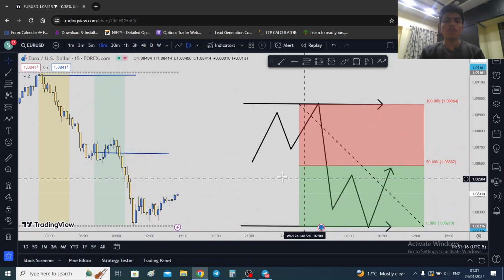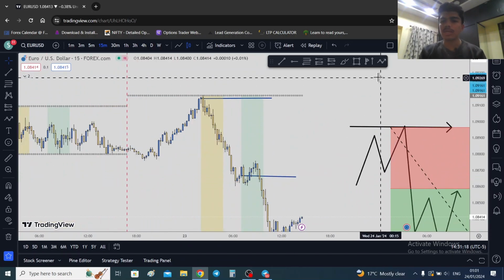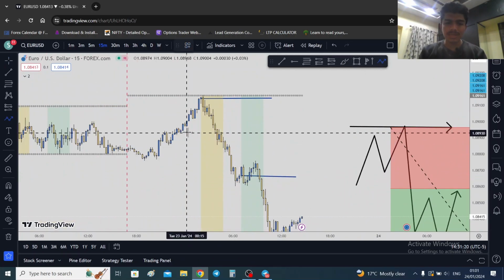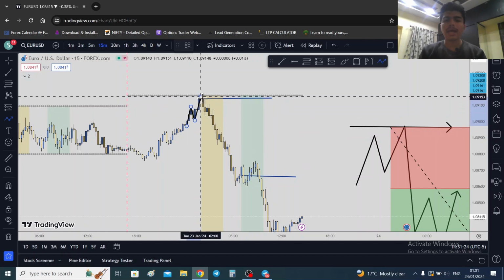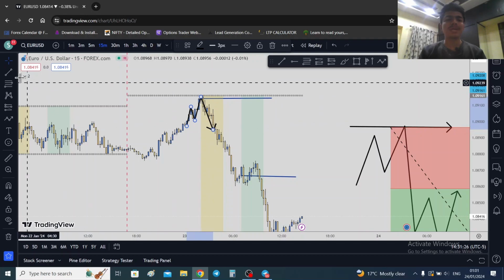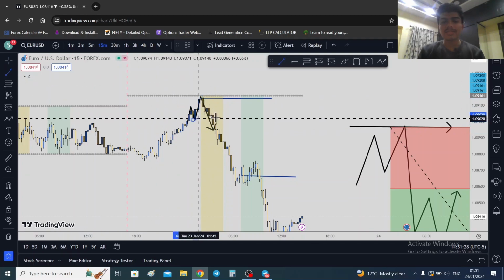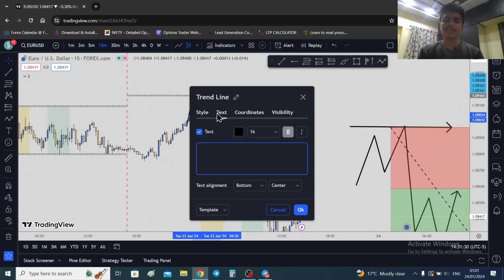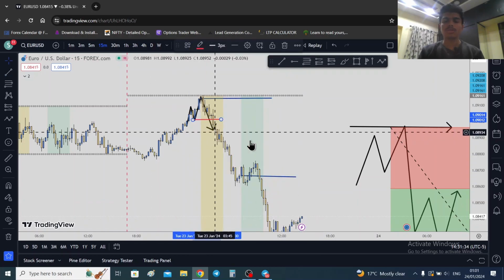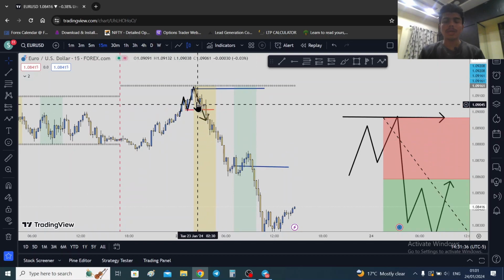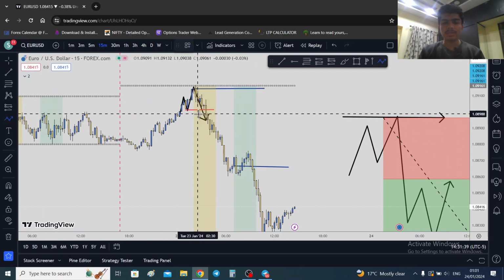Now what happens over here, before London open starts, price is making a higher low, higher high and lower low. What does price create? Price creates a bearish breaker. Let me do it in red so that it is easy to understand. But what happens? Price is coming down like this.